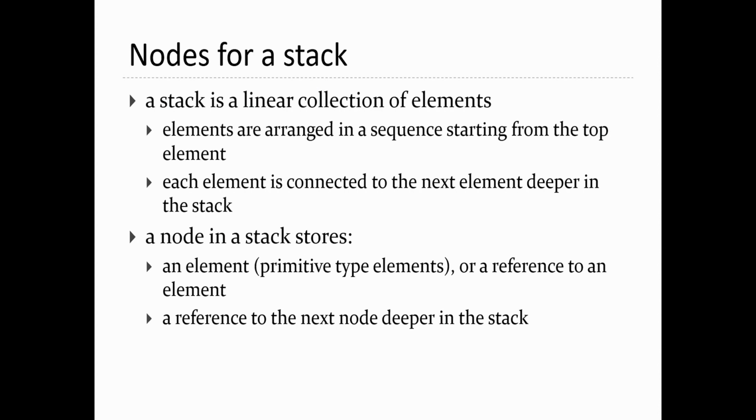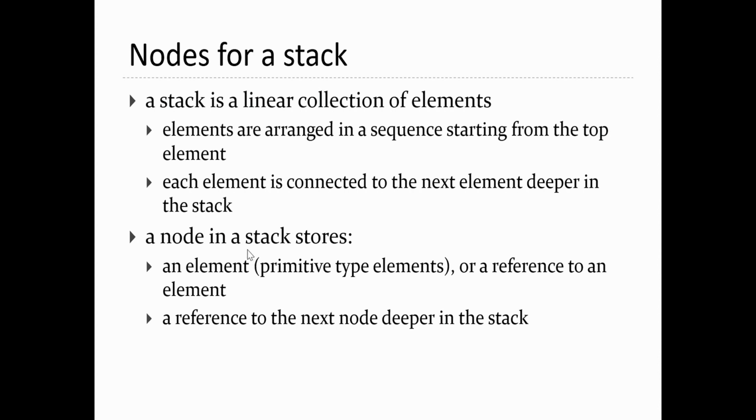Now, a stack is just a linear collection of elements. By linear, I mean that there's a top element, and then underneath that, there's the next element, and underneath that, there's the next element, and so on. The elements are arranged in a sequence starting from the top element. Each element is connected to the next element deeper in the stack. If you were to draw a picture of a stack, it looks like a line of nodes or a line of elements. We call these types of data structures linear. Lists, for example, are linear data structures.